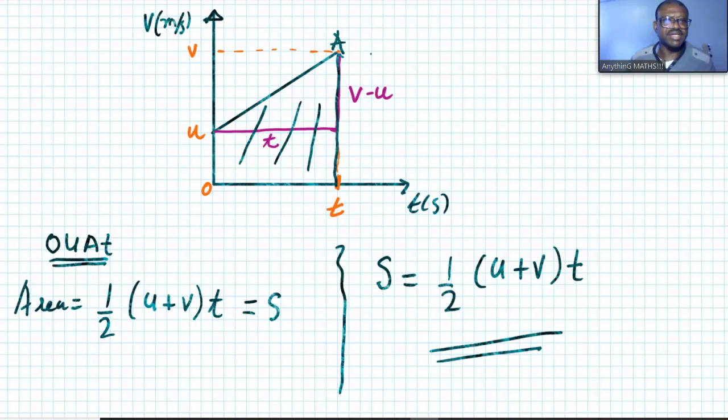So the displacement or the distance is being expressed in terms of initial velocity, final velocity, and time. That also means if you knew any three of those quantities, you can always find the fourth one. Now the next three equations are going to be based on these two equations we've already derived. So let's see how we're going to work with these two equations.